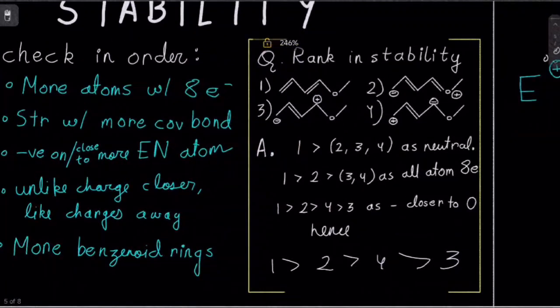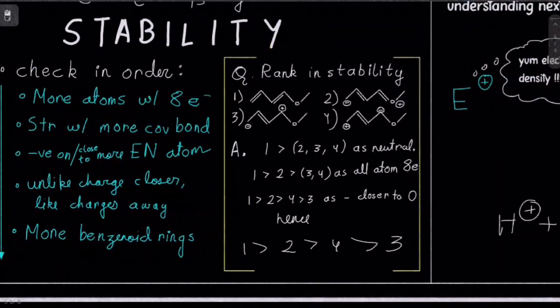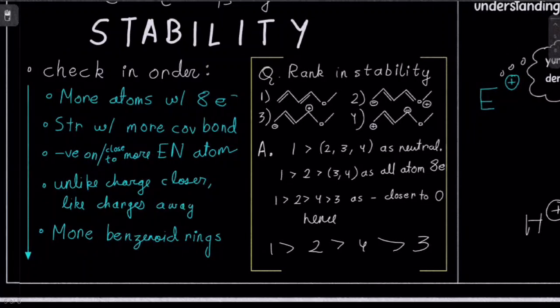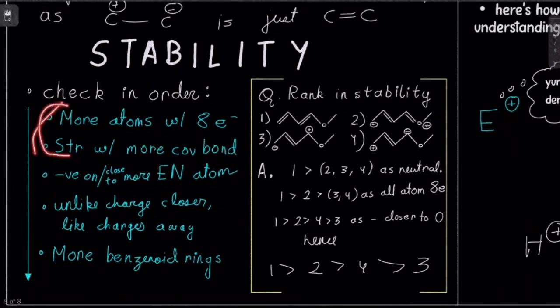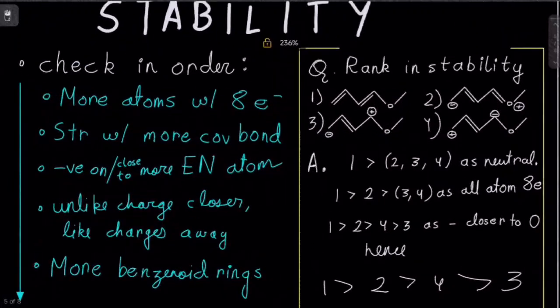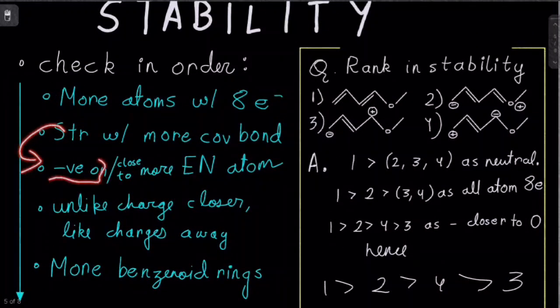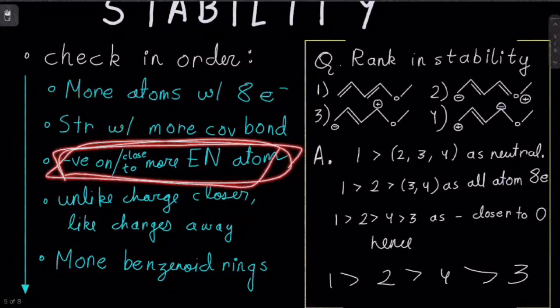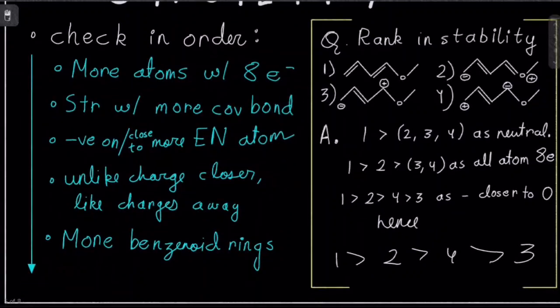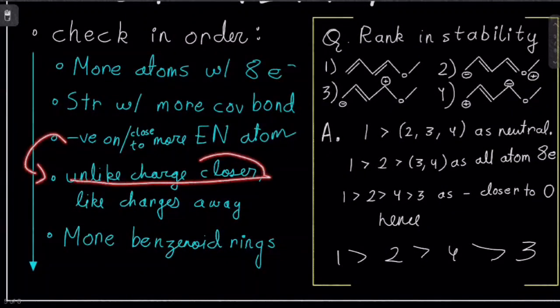Okay. So first of all, we will say which resonating structure has more atoms with 8 electrons, like a full octet. If we see that all of them have the same number of fully loaded atoms, then we look at which of them has the most covalent bonds. And if you think about it, both of these rules are more or less equivalent, but still I've written them separately. Next, we will check that the negative charge should be on or close to the more electronegative atom. If this is also the same in 2 or more structures, then we move on to unlike charges should be closer.